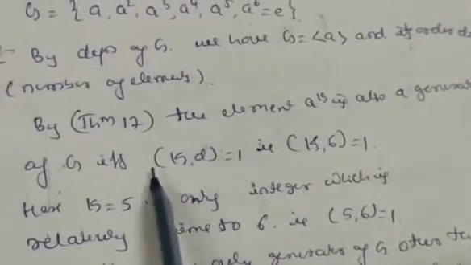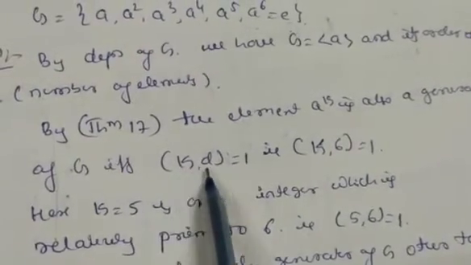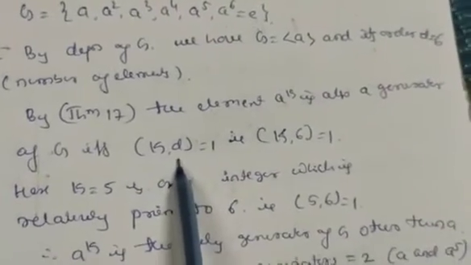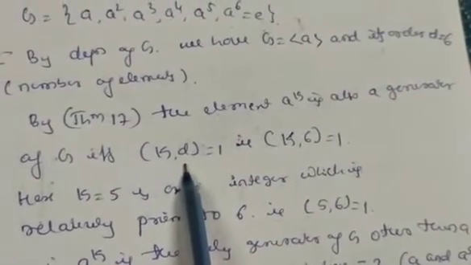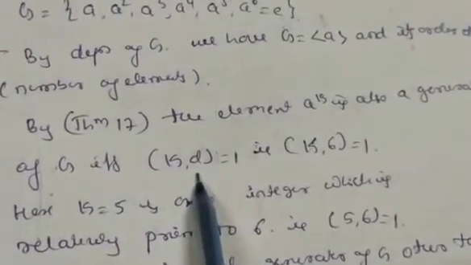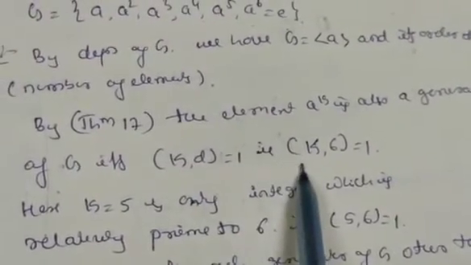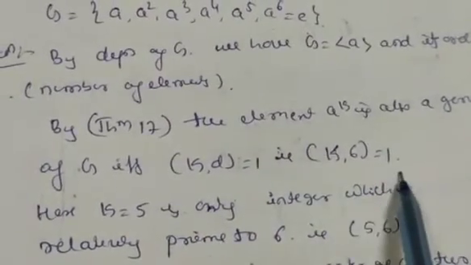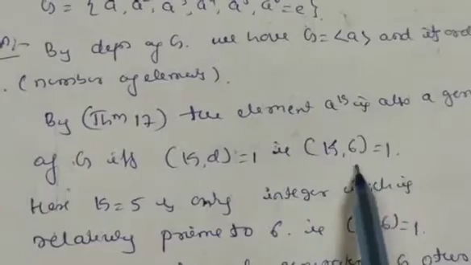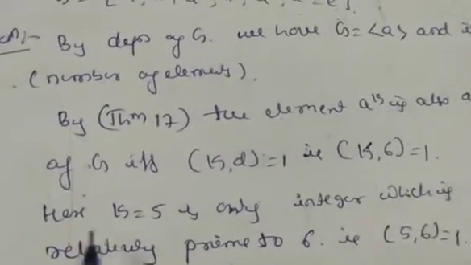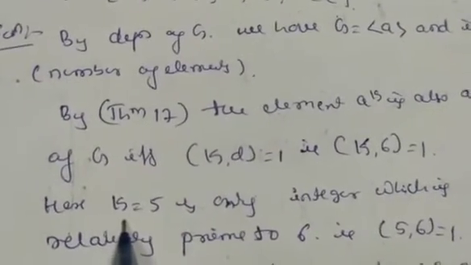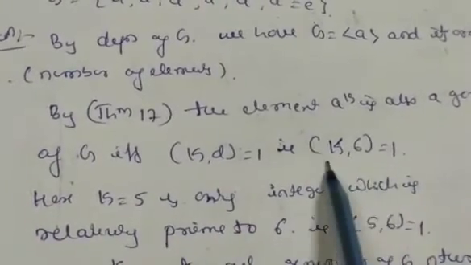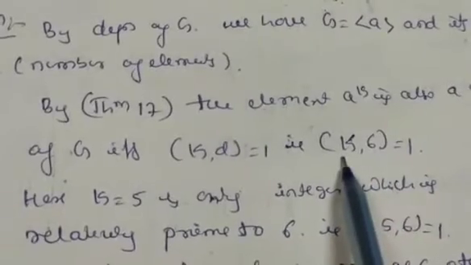Now by theorem 17, the element a to the power of k is also a generator of G if and only if GCD of k and d is 1, where d is the order of an element of the group. Here the order is 6, so GCD of k and 6 must be 1. Then you have to find the value of k. So these two numbers must be relatively prime to each other, and you have to verify.